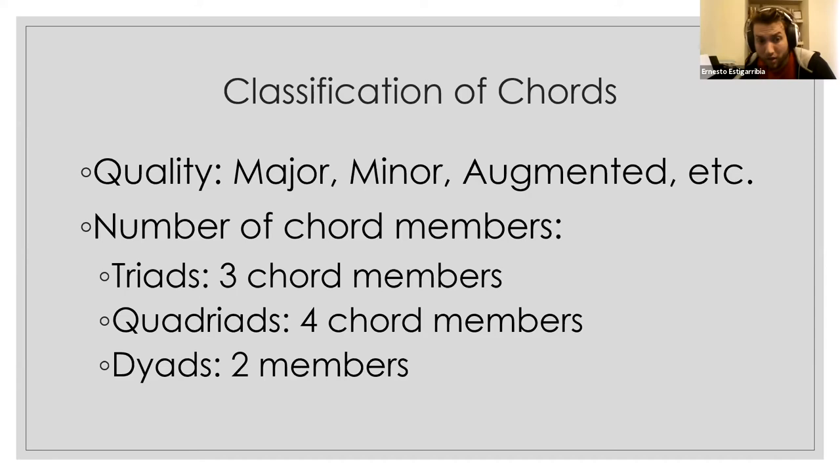Another way of classifying chords is by the number of chord members. So if we have three chord members like this, it's called a triad. That means three chord members. If it has four chord members, it's called a quadriad or a seventh chord. And there are some people that believe that two notes happening together is called a dyad. So these are just the prefixes that you learn in your English class. The tri means three, quad means four, di means two.